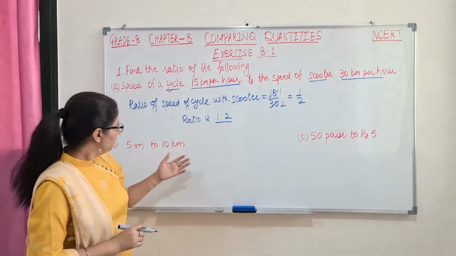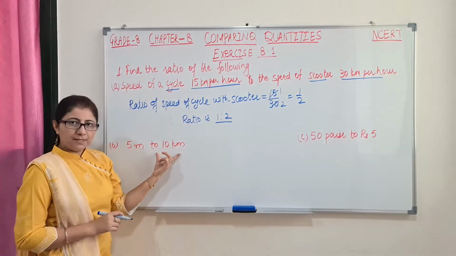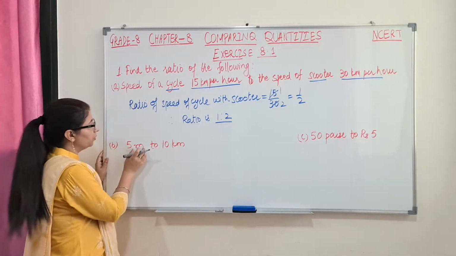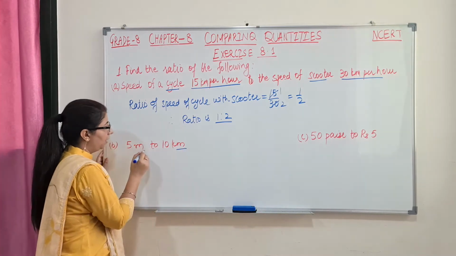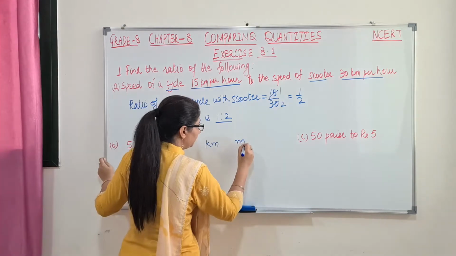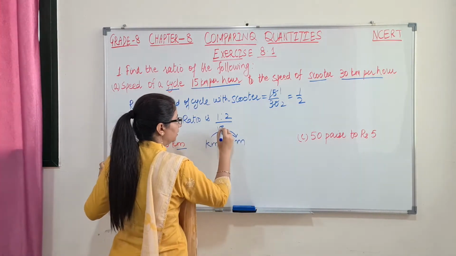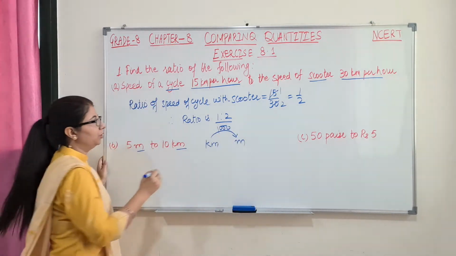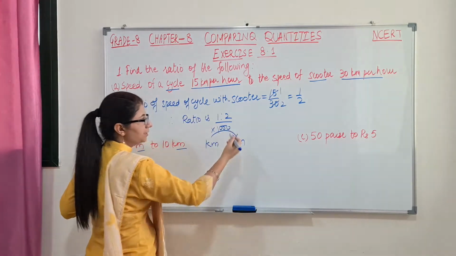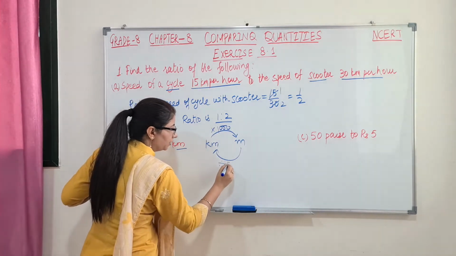If they are not same, so let's see here in our second question, the units are not same. We will first make it same. Okay, so this is ratio of 5 meter to 10 kilometer. So meter and kilometer are not same. So do you remember what is the conversion of kilometer to meter? So 1 kilometer has 1000 meter. So I always tell my students to learn in this way. So kilometer to meter is multiplied by 1000 and meter to kilometer is divide by 1000.